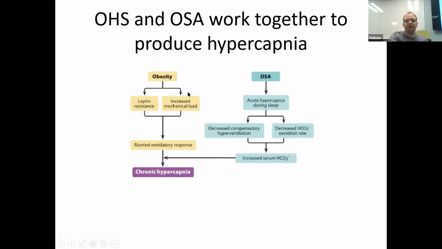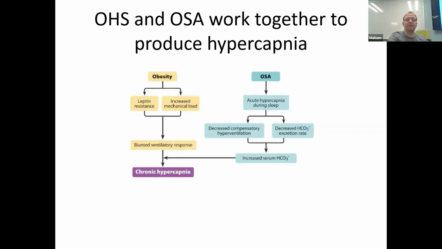And Mr. Pickwick works in two ways to create his chronic hypercapnic respiratory failure. The increased mechanical load from obesity and leptin resistance lead to a blunted ventilatory response. He doesn't really get too hypoxemic unless he's quite bad, so he builds up the CO2. And then from the sleep apnea standpoint, you have bicarbonate retention and this chronic compensation for the hypercapnia. So the motivation to actually breathe to correct pH goes down in these patients.